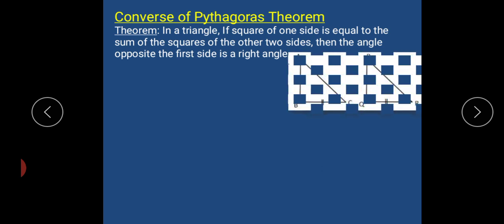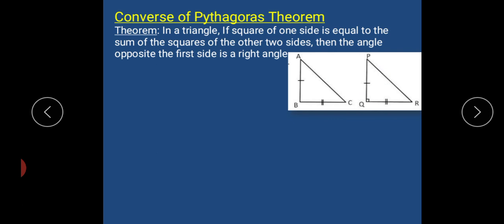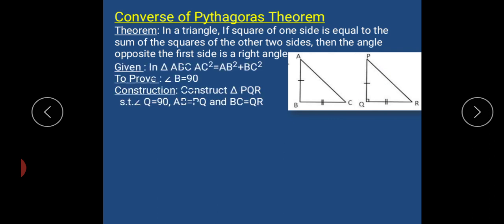Let's see the figure. Given in triangle ABC, you are given that AC square is equal to AB square plus BC square. But angle B is not a right angle. We have to prove that.